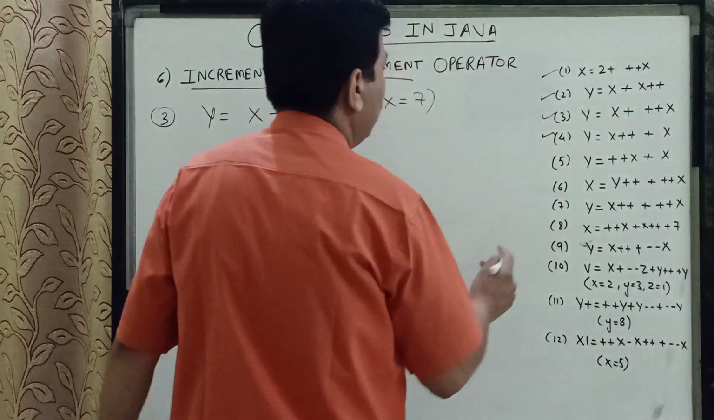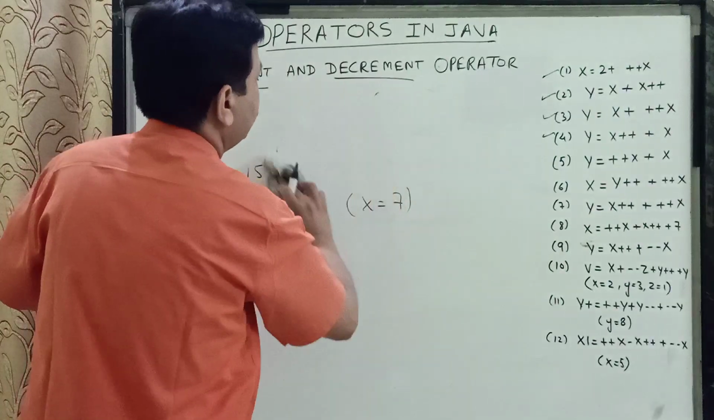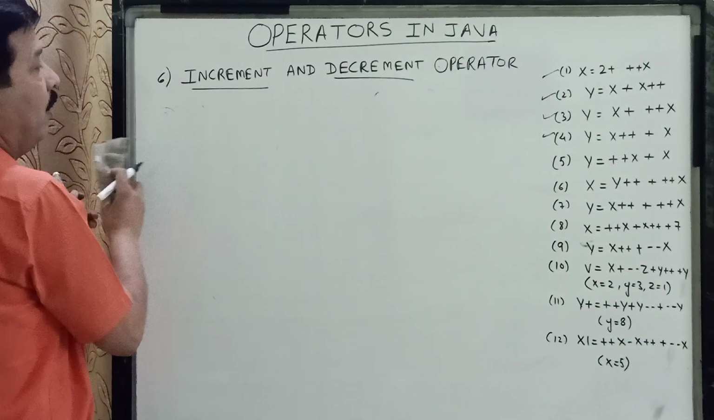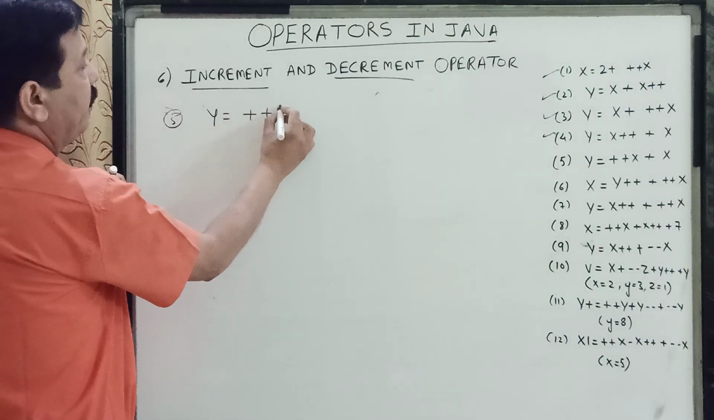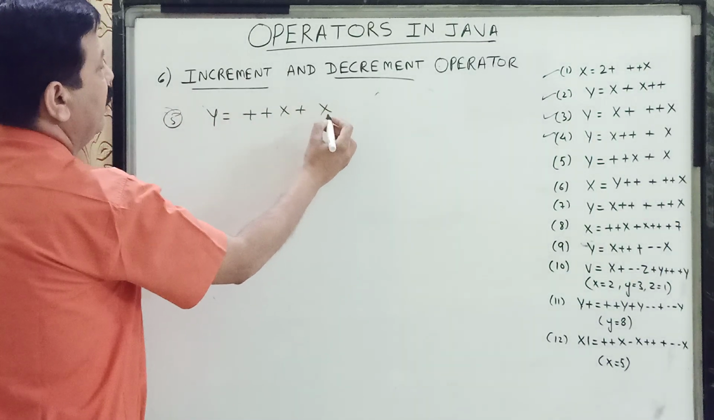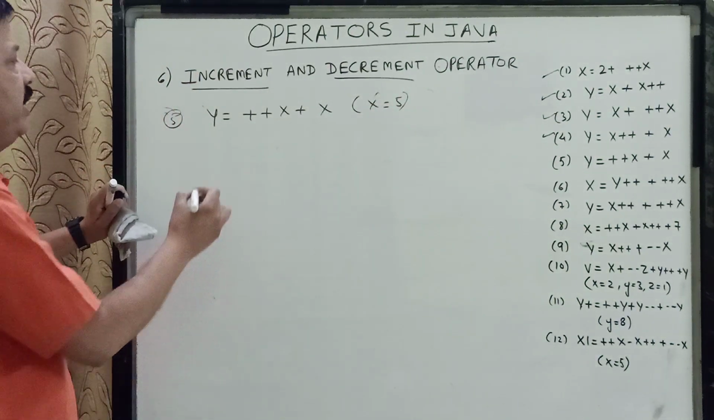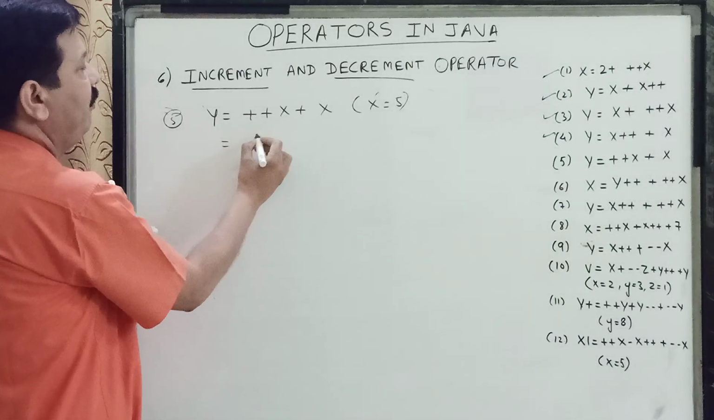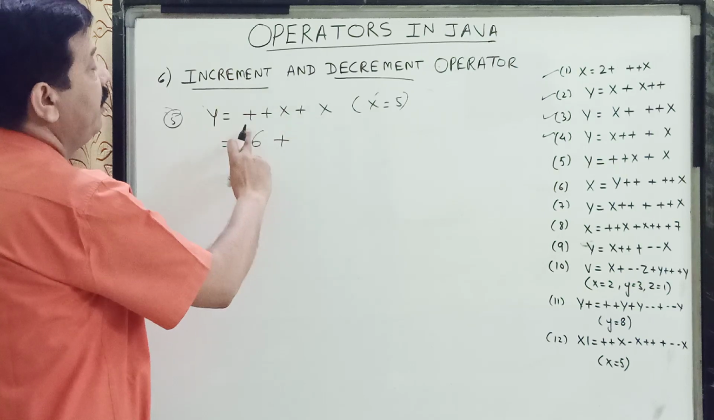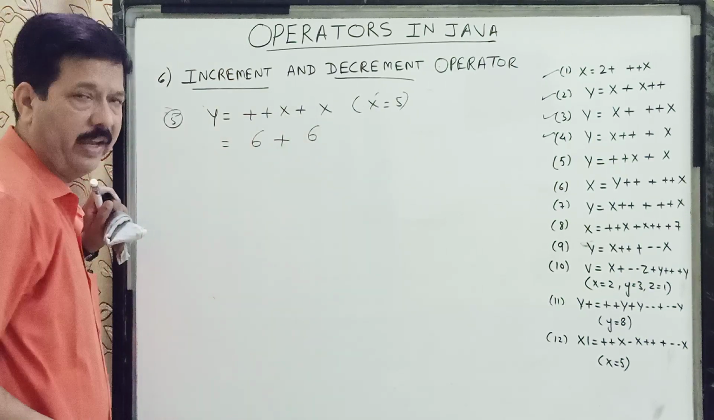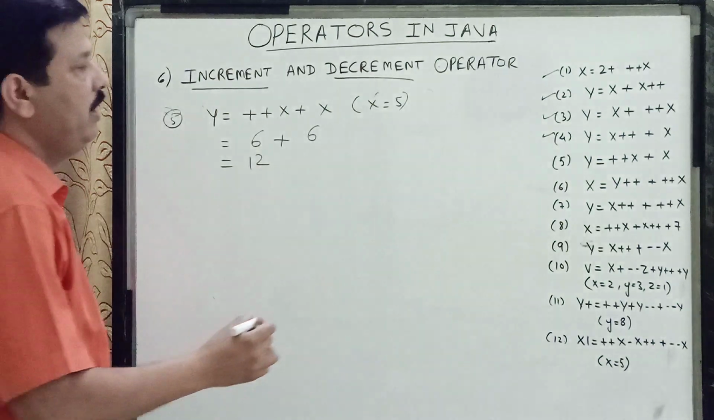And children, when we come to the next one, that is the fifth one. The fifth one is saying y is equal to ++x plus x. Say x I am taking as 5. Initial value of x is 5. Since it is a pre-increment, its value will first be changed to 6. And when we again add x, since the value of x has changed, it will be 6 over here. So it will be 12. So children, I hope you are following these. This is the fifth one.